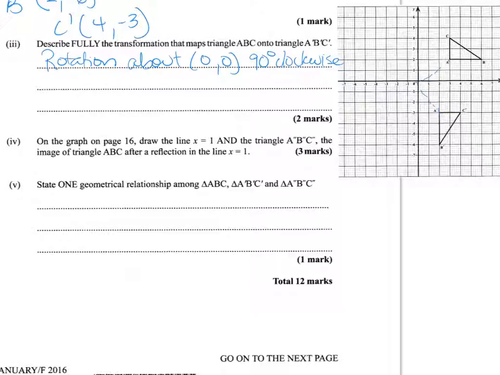On the graph, draw the line x equals 1. So we want to draw the line x equals 1 on the graph. So we find where x is 1 and we draw the line x equals 1. When we draw the line x equals 1, and the triangle A double prime, B double prime, C double prime, the image of ABC, so we go back and we find ABC after reflection in the line x equals 1.